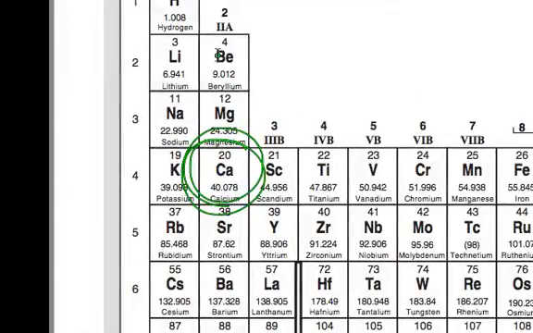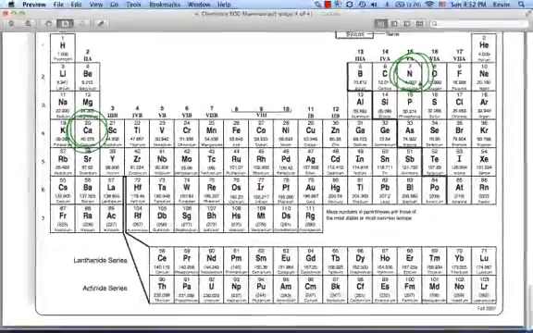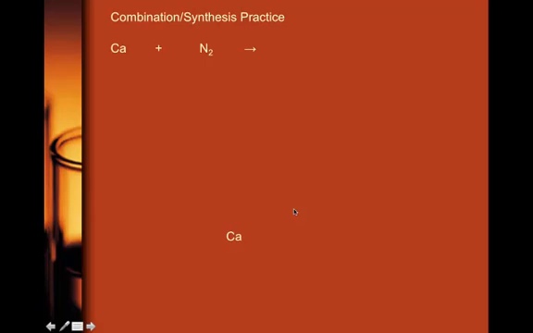And that's in the 2 positive column. And nitride is over there, and that's in the 3 negative column. And so we'll get a calcium 2 positive and a nitrogen 3 negative. When you crisscross your charges to get the right formula, you'll get a Ca3N2.